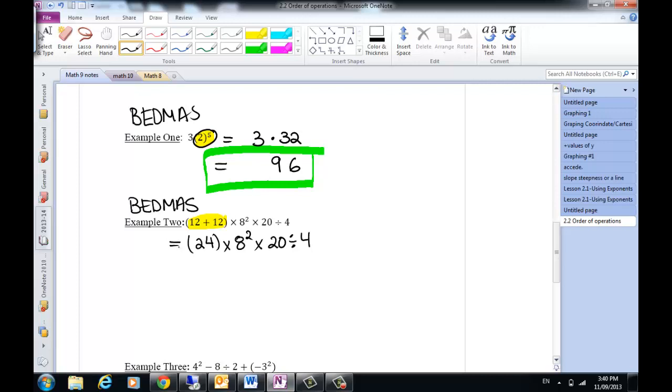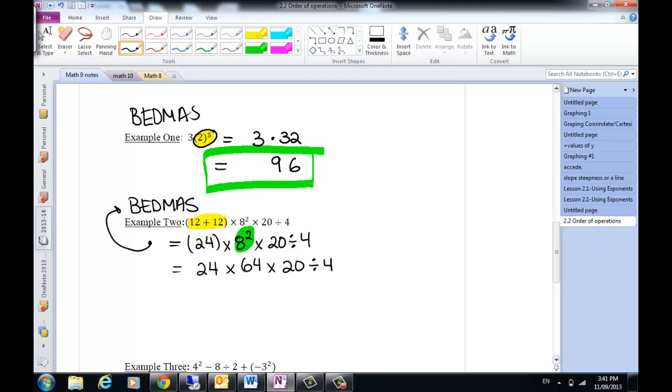The next step that I do is I look back at BEDMAS. So even though I've done one step, I look right back at BEDMAS. I don't have any more brackets that I can simplify. I do have an exponent. Okay, so we've got 8 squared here. So I have 24 multiplied by 64 multiplied by 20 divided by 4.